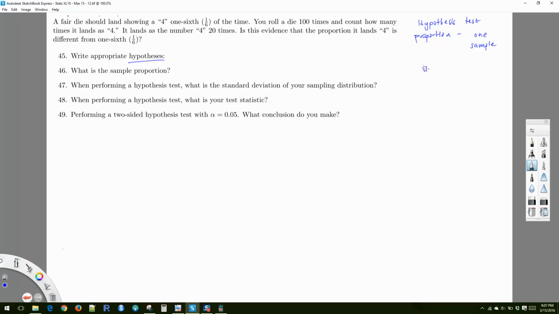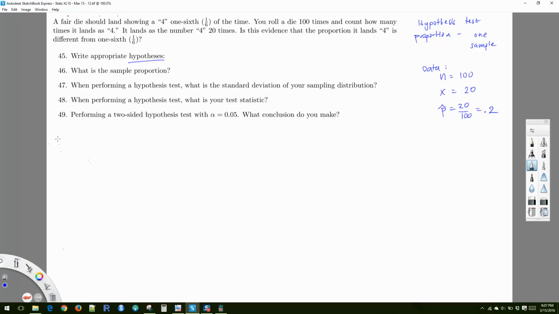Okay, so let's just list off our data. How many times do we roll the die? 100. How many times did it land on 4? 20. So our p hat is 20 over 100, or 0.2.